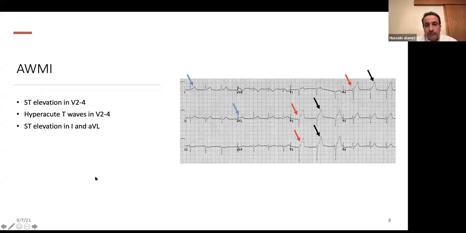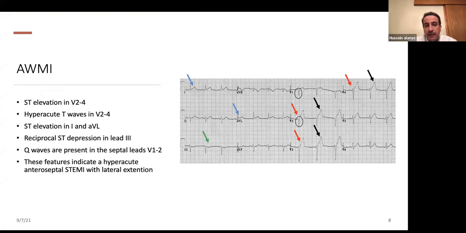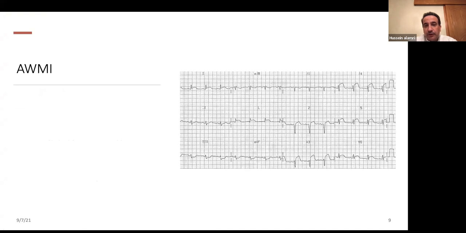Okay, so as we said, we have all the features of anterolateral MI on this ECG. What about this ECG? Anyone, please? No one wants to read the ECG?